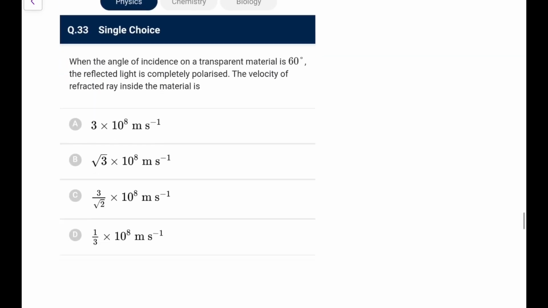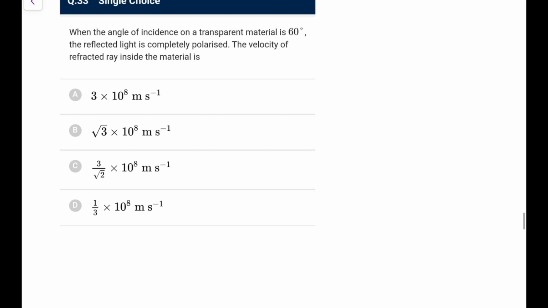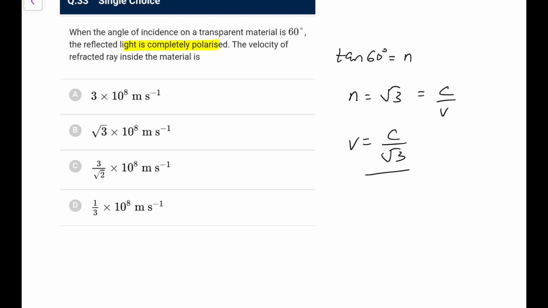Next one. When the angle of incidence on a transparent material is 60, the reflected light is completely polarized. That is a Brewster angle. So what we can make out, it is incident on a material. So I can directly say tan 60 degrees would be equal to n. So n is equal to tan 60, that is root 3. That is equal to C by V. So V is equal to C by root 3. C by root 3 becomes root 3 into 10 to the power 8 meter per second that you will do.